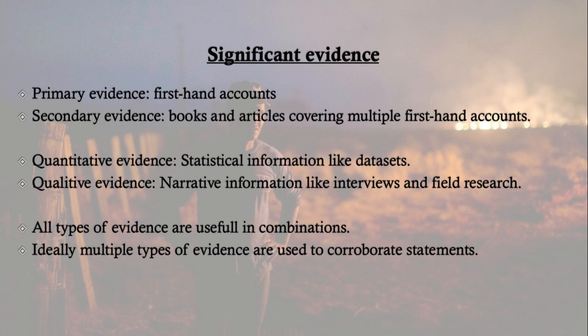Primary evidence are often insider perspectives, insider viewpoints. Secondary evidence are from more neutral outsider viewpoints. Both are valuable in combination, and the same thing goes for quantitative evidence and qualitative evidence. And these types of evidence, again, are useful in combinations because the corroboration of these different types of evidence is what makes a case strong.